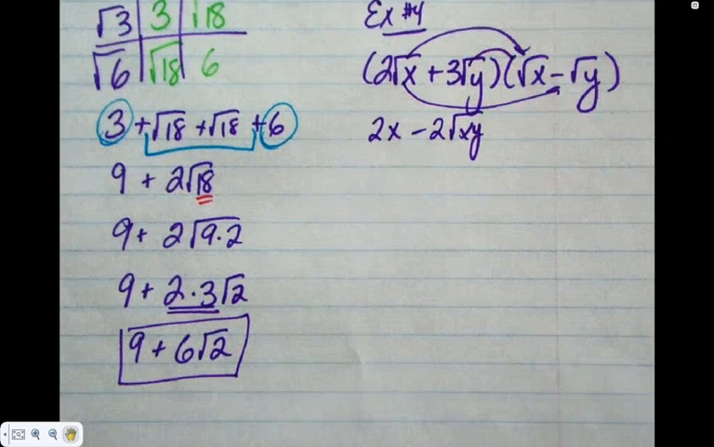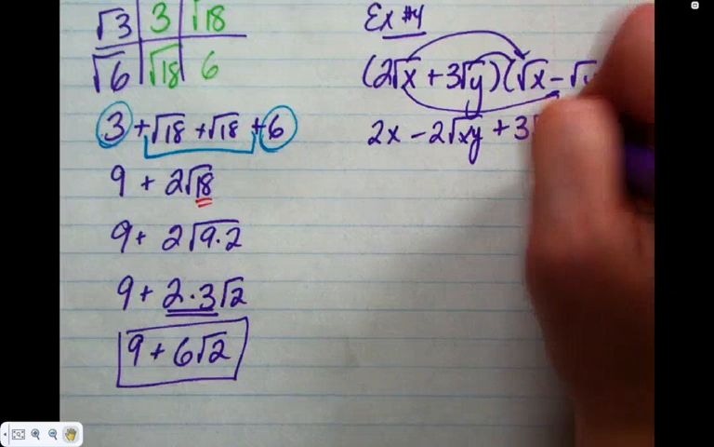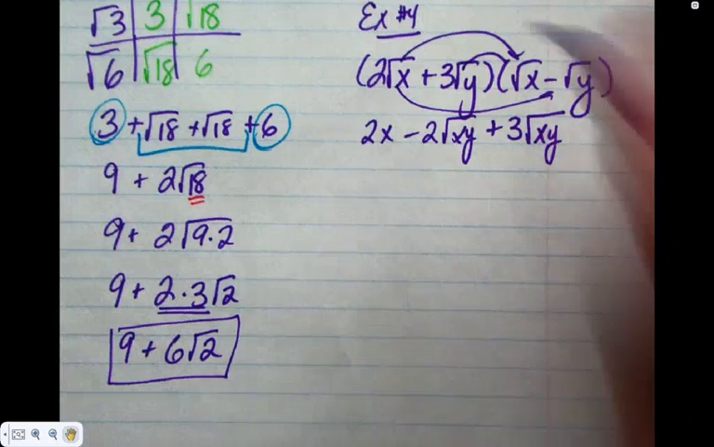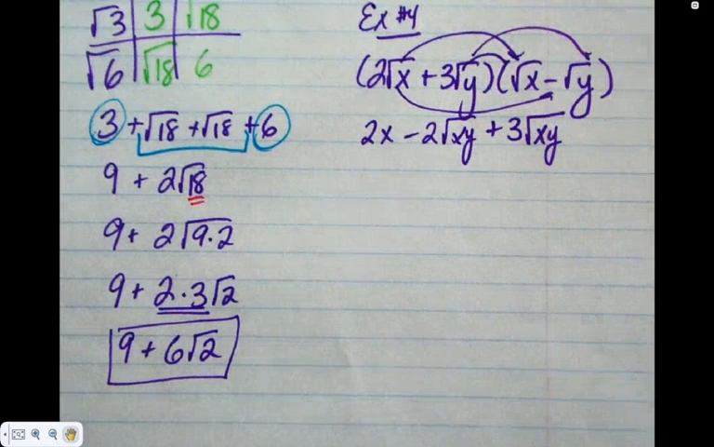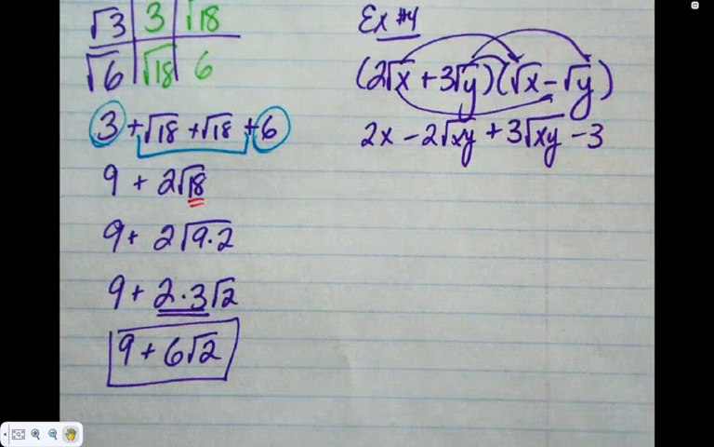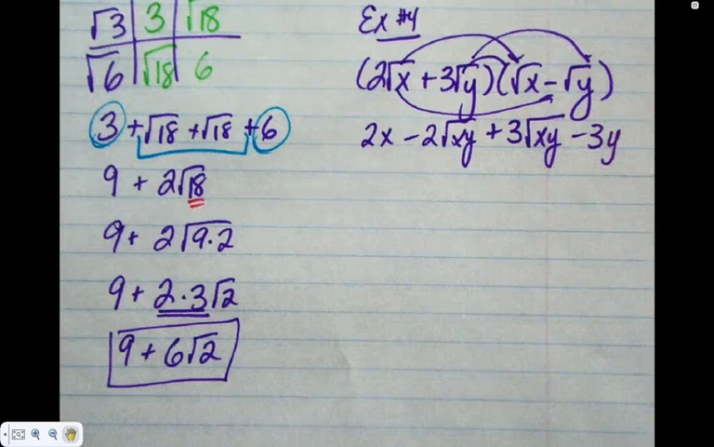The insides, I've got 3 times 1 for the coefficients, which gives me 3. Root of y times root of x is just a root of xy or yx, whatever order you want to put it in. And the last, I've got 3 times negative 1 for the coefficients, which is negative 3. Root of y times root of y is y. And again, if your brain went root of y squared, that's fine. Just finish it off then. The root of y squared is y.